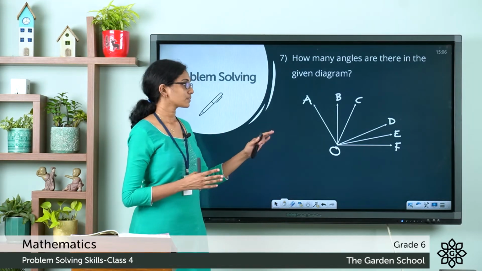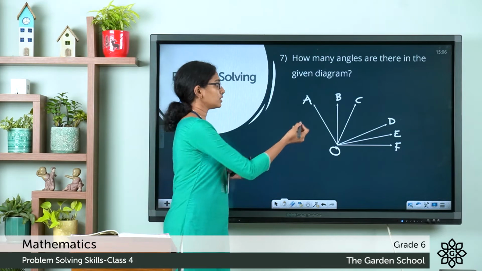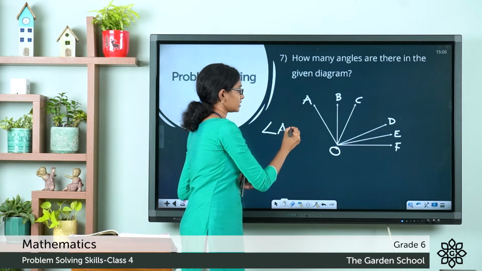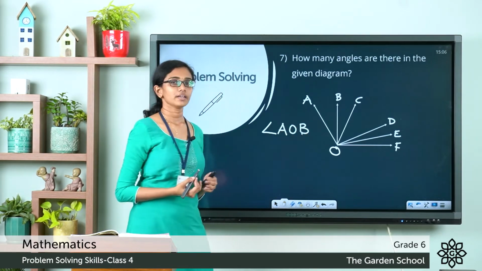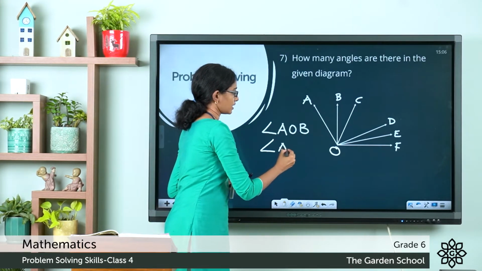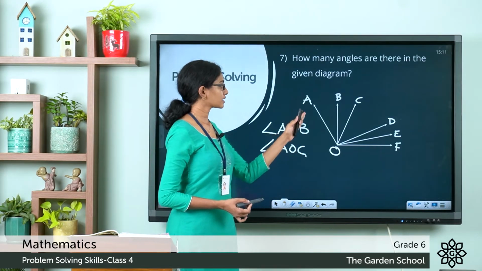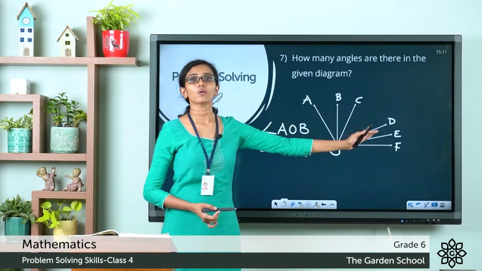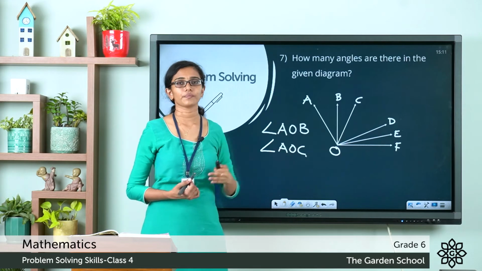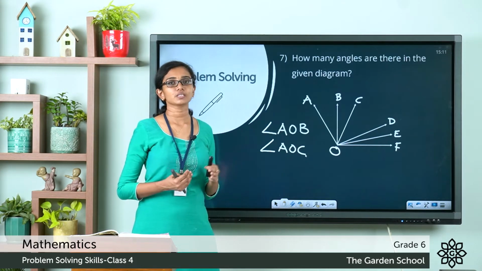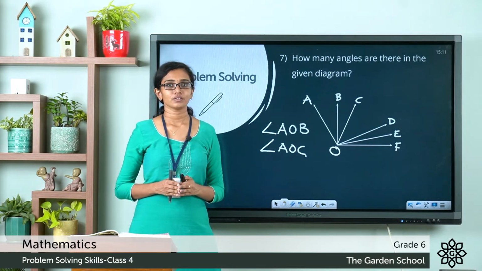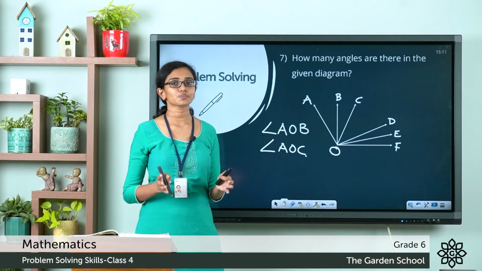Now you can write down the names of the angles formed here. For example, the first angle here, angle AOB. Just note down the name of the angle, angle AOB. Now, angle AOC, angle AOC. Then, angle AOD, angle AOE, angle AOF. Then, angle BOC, BOD and so on. So, write down all the possible angles formed here and you can easily find out the number of angles formed in this given diagram. So, I hope it's now clear how to solve this problem.